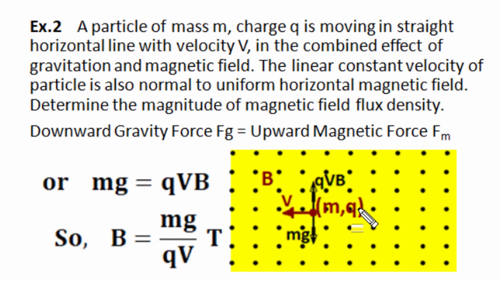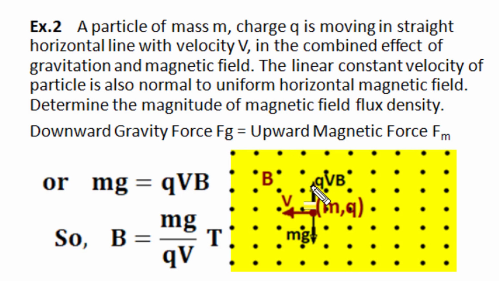Now if the particle is going straight undeflected with constant uniform velocity, it means the acceleration or force on that particle is zero. That means the two forces, gravitational force acting vertically downward and magnetic force acting vertically upward, are equal and opposite to produce zero resultant force on this moving particle.